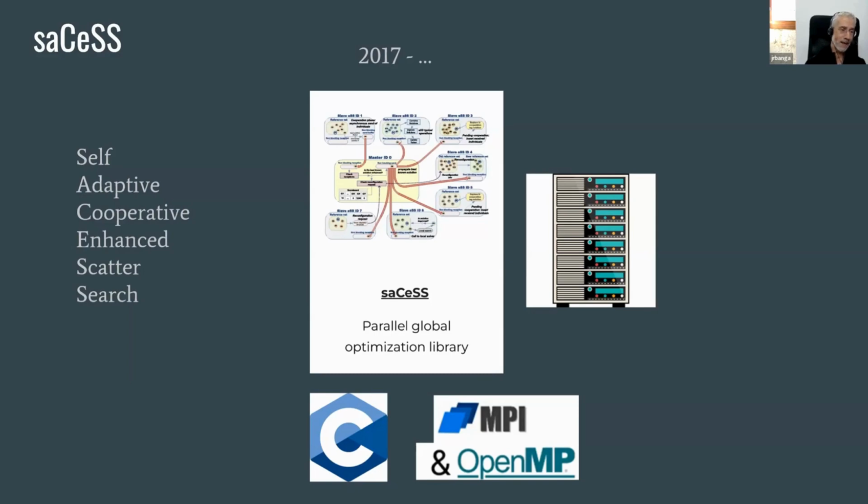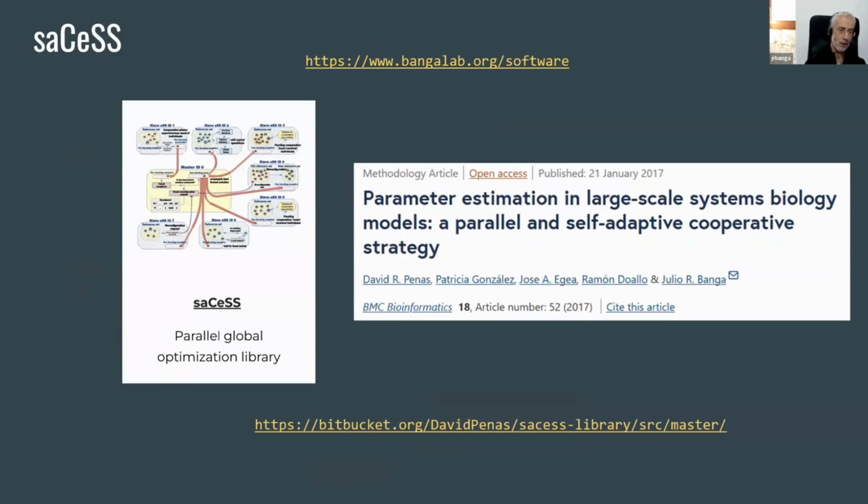And why is it self-adaptive and cooperative? Because the method itself cannot be parallelized easily, but what we can do is run in parallel several instances, and they can cooperate among them. So it's like an agent-based optimization approach. This was the paper which appeared in 2017. Since that paper, we have improved the method and the code in a number of ways, and you can download it from this Bitbucket link.